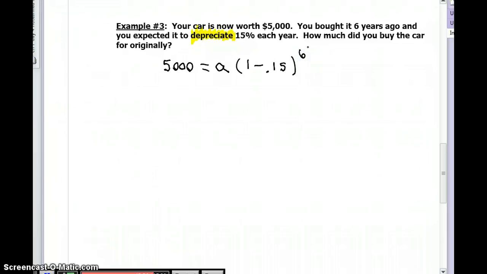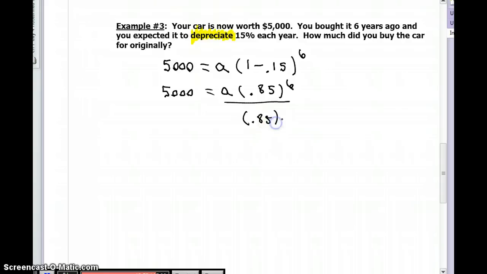Now, the nice thing about this is we can simplify it fairly easily. So 5,000 equals A times 1 minus 0.15. Use your calculator if you need to, but that's 0.85 raised to the 6th power. And since all of this is multiplied together, to solve for A, I simply divide by 0.85 raised to the 6th. And that will give me A. So we'll write A over here.